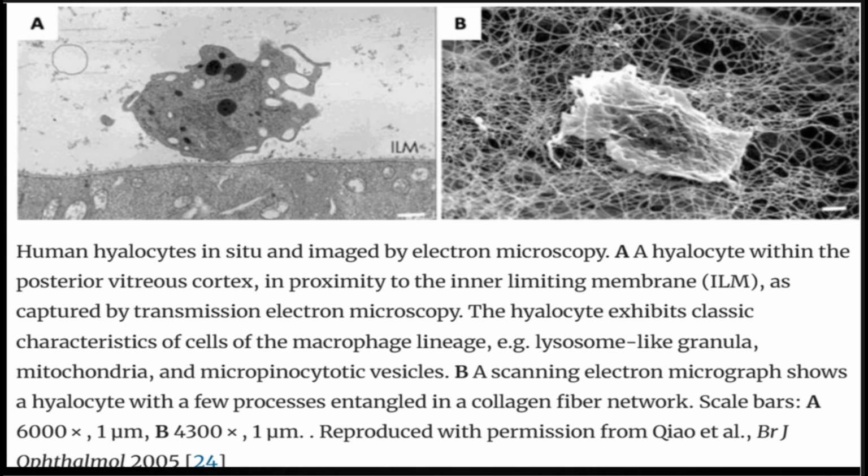Over here are the human hyalocyte pictures. The first one is present in the posterior vitreous cortex, in close proximity to the internal limiting membrane, and this image is from an electron microscope. As you can see, the hyalocyte is exhibiting classic characteristics of cells of the macrophage lineage. They have lysosome-like granules, mitochondria, and pinocytic vacuoles, through which they catch foreign agents and ingest them within their cytoplasm.